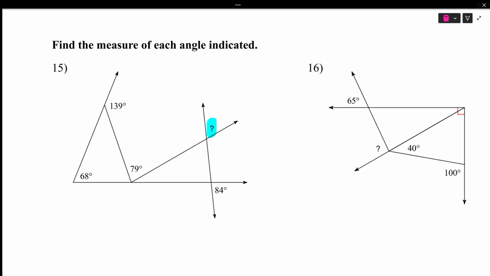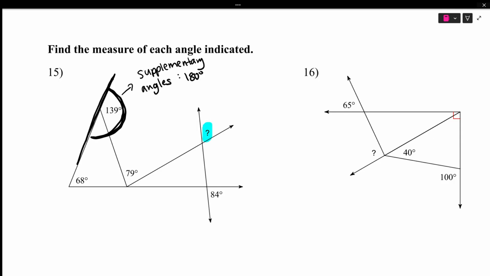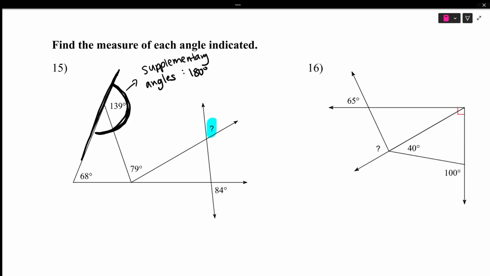So I'm going to start with the one next to 139. These two angles, when I combine them, make this straight line here. So that's going to be supplementary angles. I hope you're asking yourself, what do supplementary angles add up to? They have to be 180 degrees. So if that's 139, what's 180 minus 139? That's 41. So this leftover angle has to be 41, because 41 plus 139 is 180.